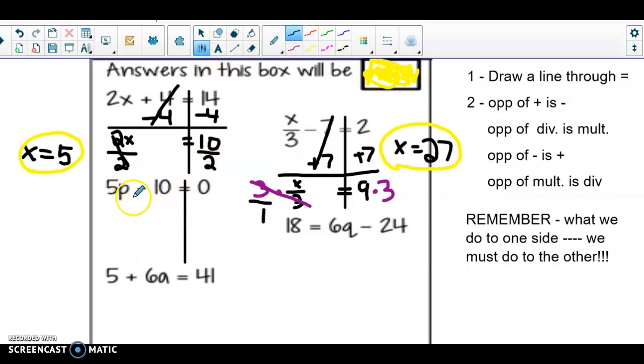So we have minus 10. The opposite of subtract 10 is add 10. So add 10 on one side, add 10 on the other side. On this side, these add to 0. This copies down, so we have 5p, okay, equal to 10.